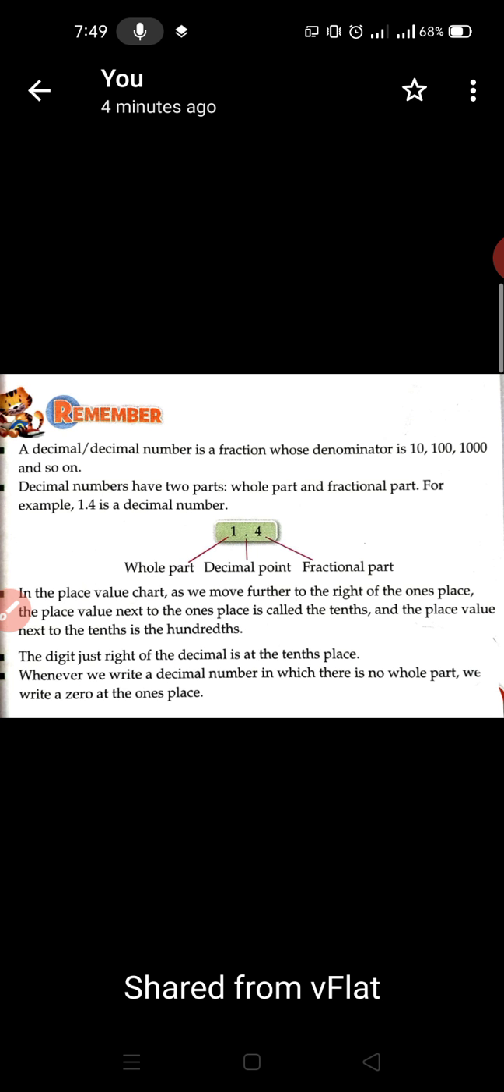Now the second point: decimal numbers have two parts, whole part and fractional part. For example, 1.4 is a decimal number. Here 1 is the whole part, next is the decimal point, and 4 is the fractional part. Take one more example, 5.9. Together, 5.9 is called a decimal number.